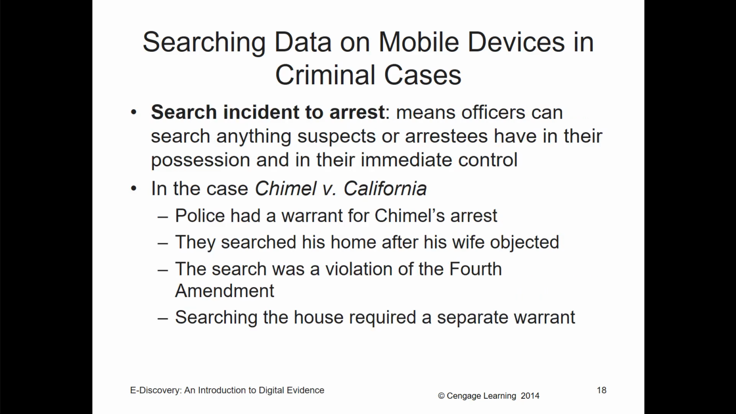A search incident to arrest means an officer can search anything the suspect or arrestee has in their possession and immediate control. Chimel versus California: police had a warrant for Chimel's arrest. They searched his home after his wife objected. The search was a violation of the Fourth Amendment right because searching the house required a separate warrant, since Chimel wasn't there and because the wife had objected. Again, this was about their possession and immediate control. If Chimel was there, that's different, but Chimel wasn't there.